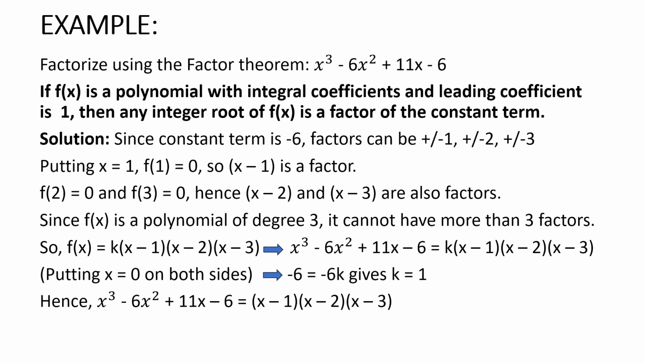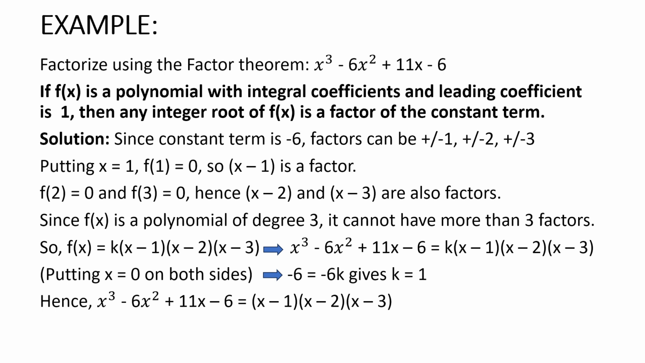Now they are factors, we know that, but what is the other constant which it can be multiplied by? To check for this, suppose f(x) over here is a polynomial of degree 3, so we know it can have at most 3 factors. So f(x) is equal to some constant k into x minus 1 into x minus 2 into x minus 3. This implies that our x cube minus 6x square plus 11x minus 6 is k into x minus 1, x minus 2, x minus 3.